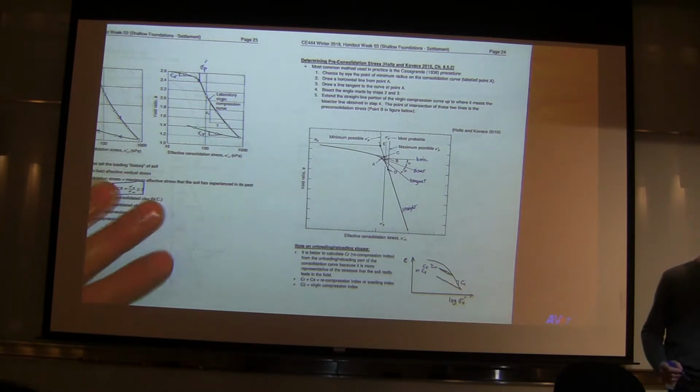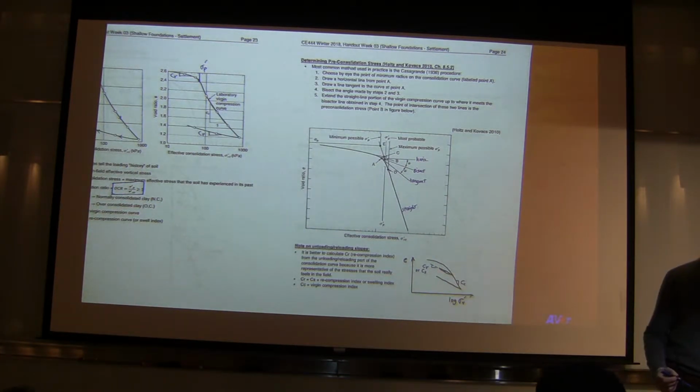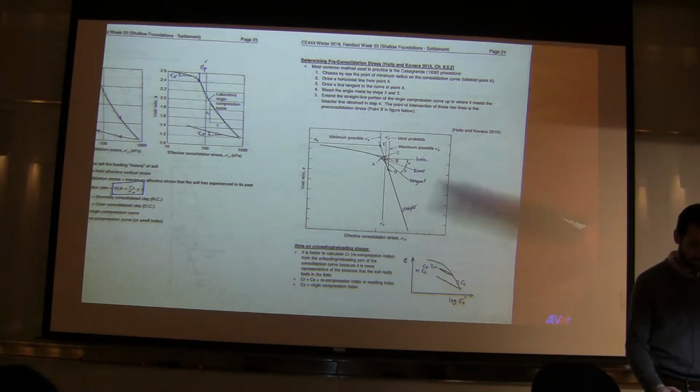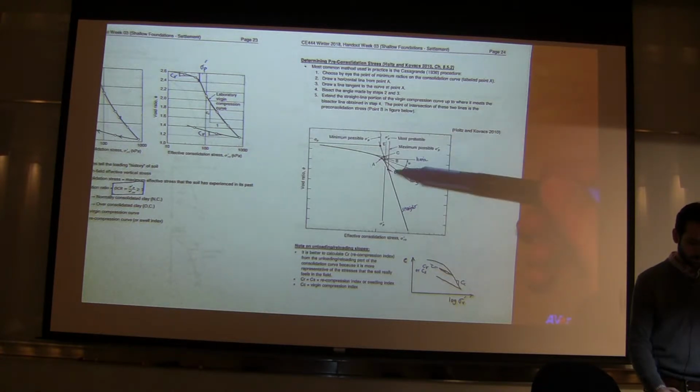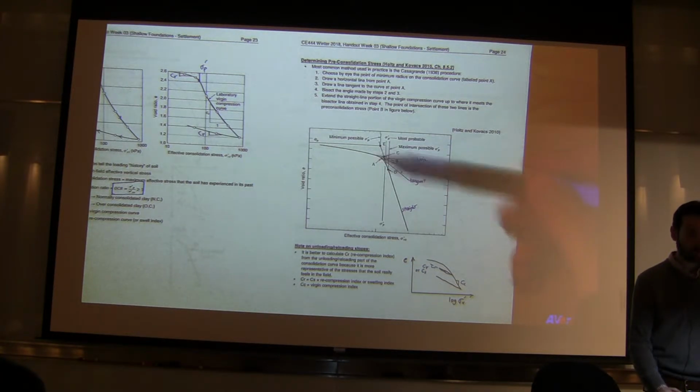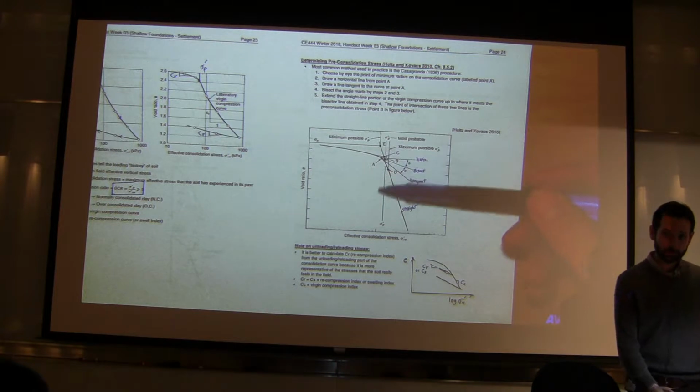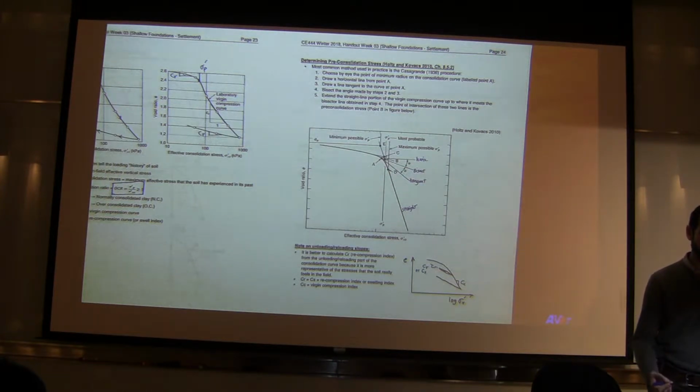So there is the Casagrande method that is described here. You draw tangent lines, you find the bisector, you extend the line, and then you find a point that corresponds to the maximum curvature of this curve, and that defines the pre-consolidation stress.